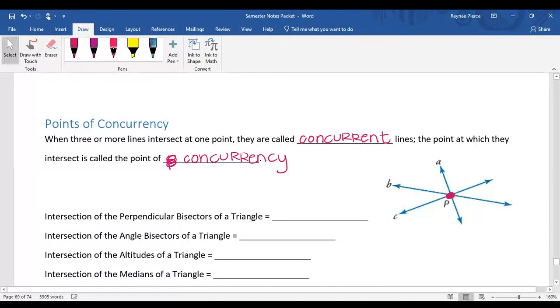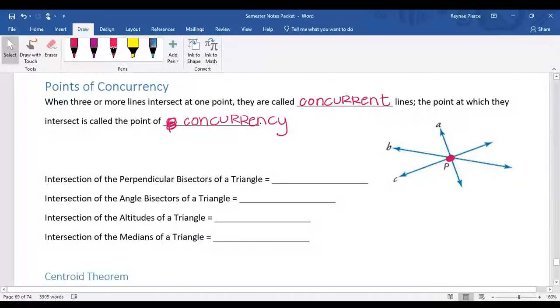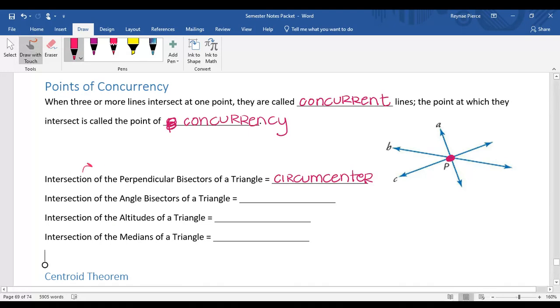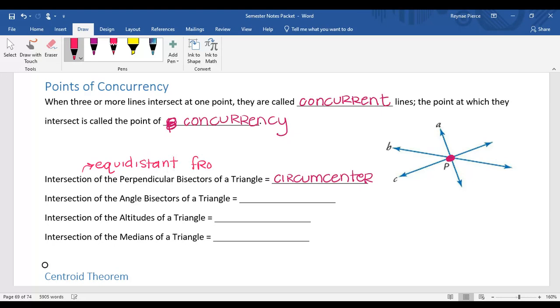Now we talked about perpendicular bisectors and angle bisectors in chapter 1 and a little bit throughout the other chapters. When all three perpendicular bisectors of a triangle intersect, that point is called the circumcenter. The circumcenter is equidistant, or the same distance, from all three vertices of a triangle.